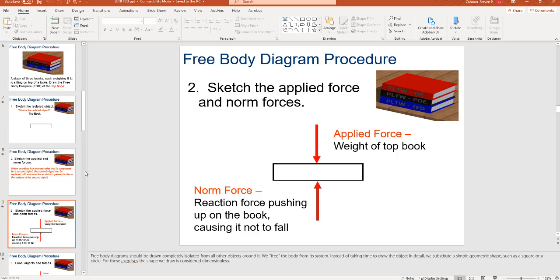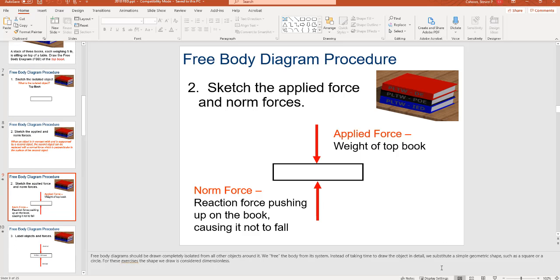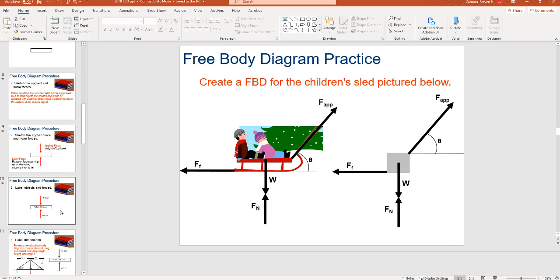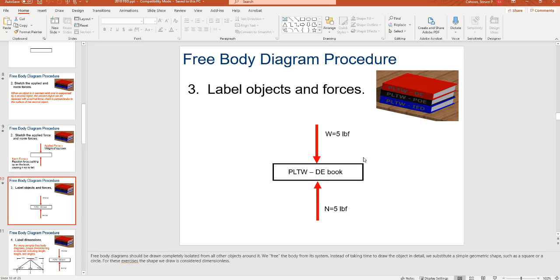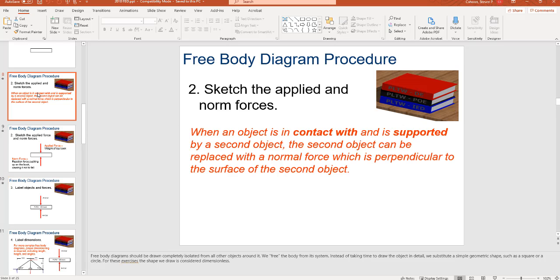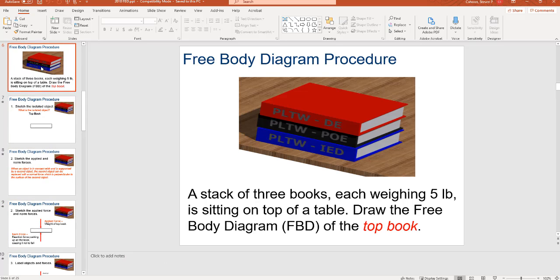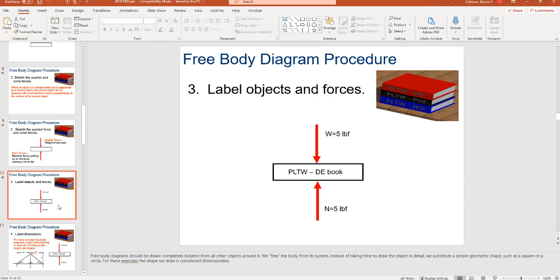Okay, so moving on. All right, so we see that here. They labeled the actual amount of force, so they labeled it W equals 5 pounds of force and normal equals 5 pounds of force. And remember, that was because in the actual problem, they told you that each weighs 5 pounds of force. So they're labeling the actual amount of force, which is important.